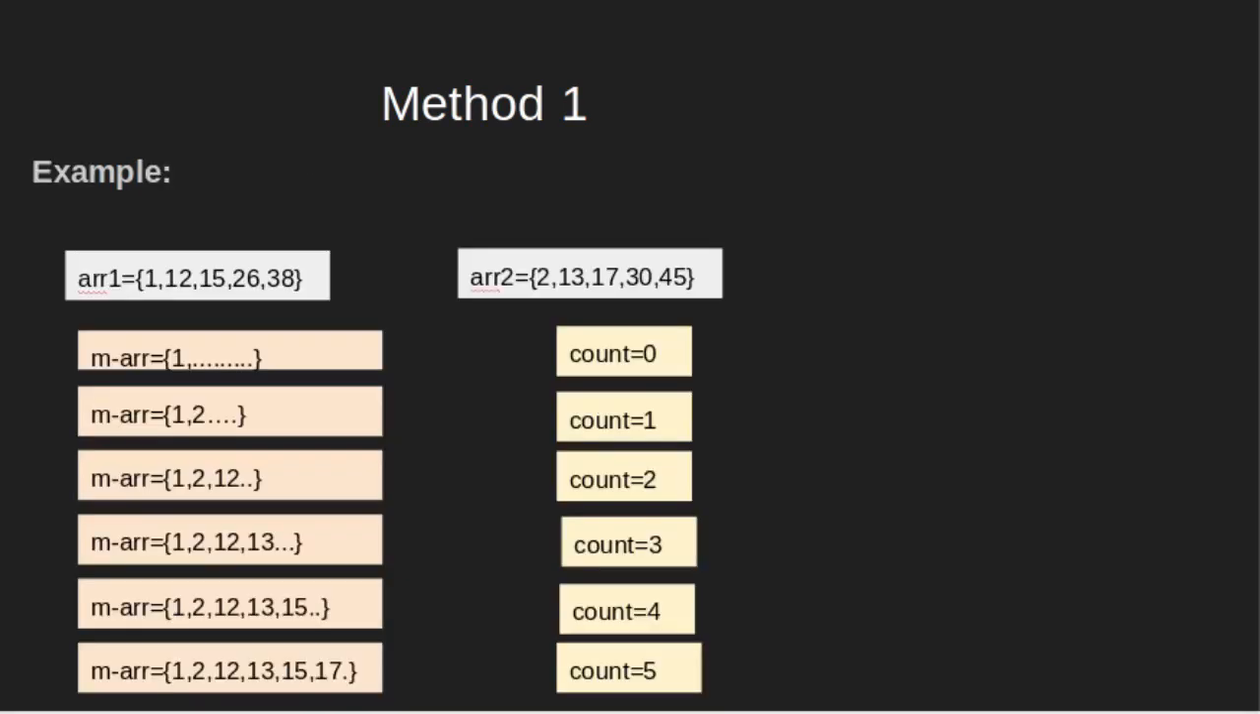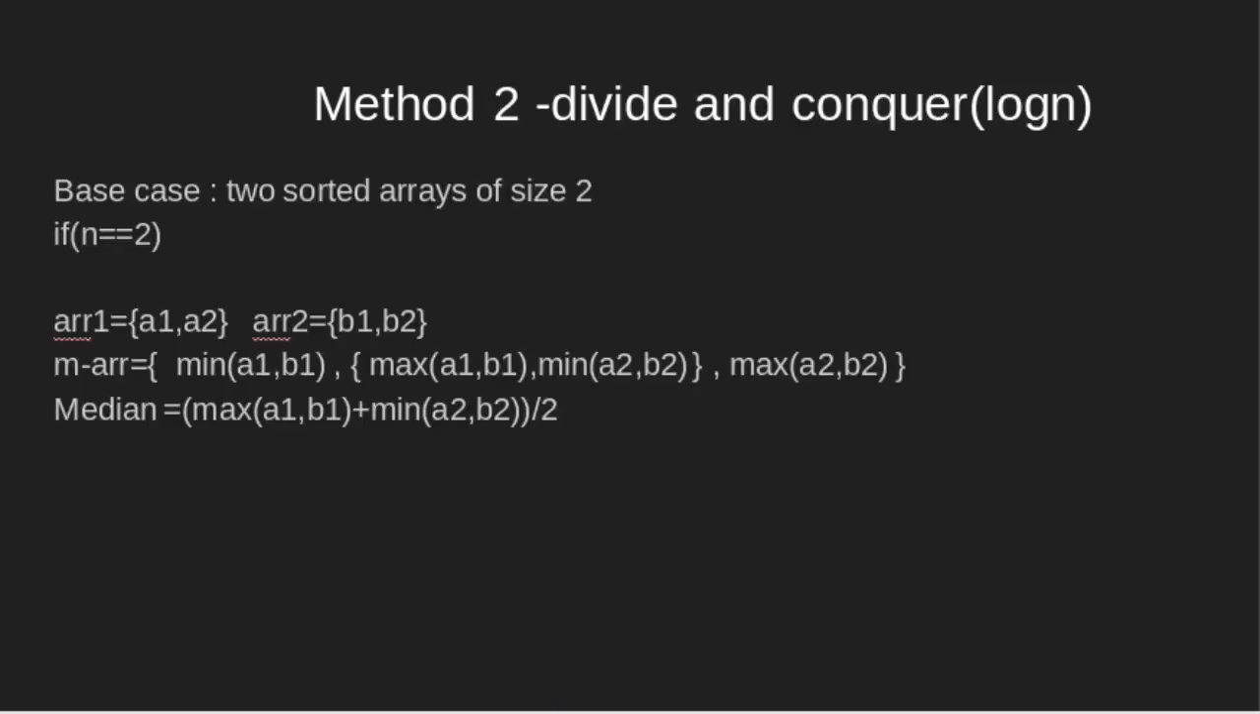For example, we apply the procedure of merging two arrays until the count becomes n, which is 5 here. And then we simply take the average of the middle two elements. But the complexity of this method would be big O of n. The second method is by using the divide and conquer technique with log n time complexity.